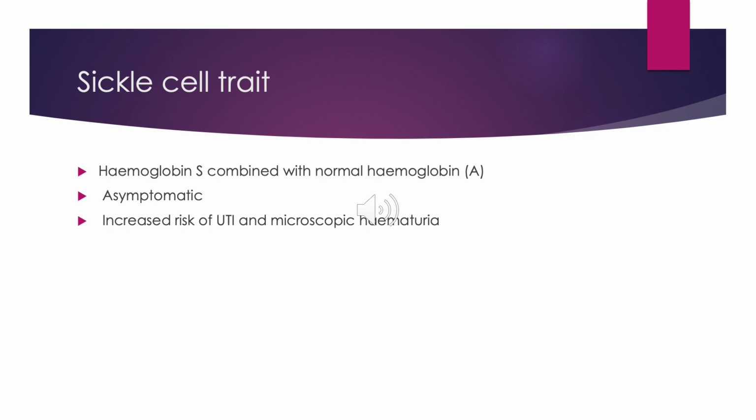So to start with, sickle cell trait, as we said before, is a mild type where there is hemoglobin S combined with normal hemoglobin A. It is usually asymptomatic, with increased risk of urinary tract infection and microscopic hematuria, and there is no need for specific intervention during pregnancy.